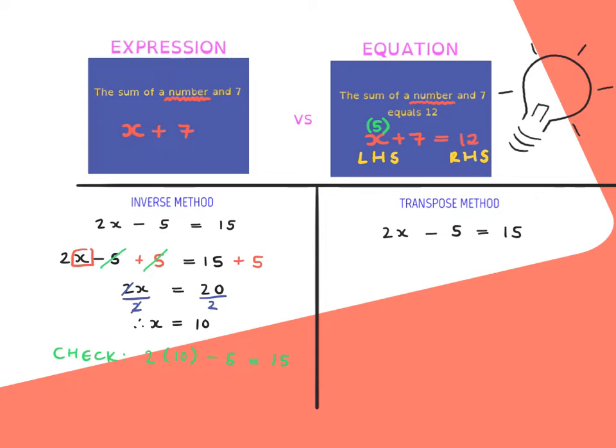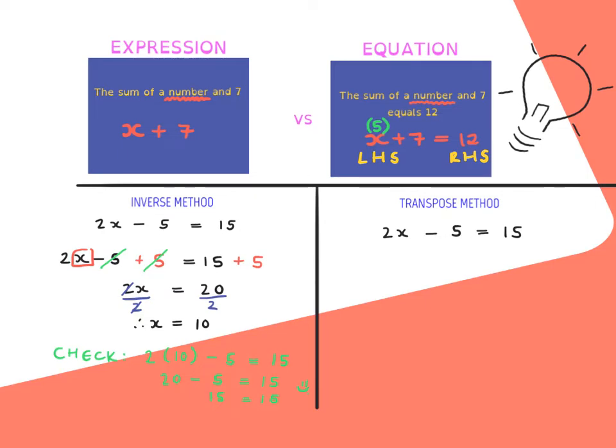All right, but we just solved x to be 10. So that's going to be 20 minus 5. Hey presto, look, the left-hand side and the right-hand side are exactly the same, right? So you've satisfied the equation. You've solved for x. If x is 10, then 2x minus 5 will equal 15.